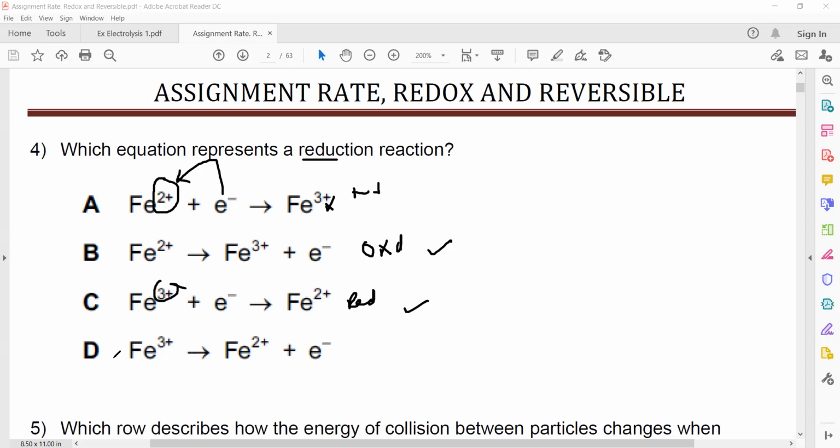And this equation is not true because it should be plus 4. So the B and C equations are correct, but equation B is for oxidation, so equation C is the reduction.